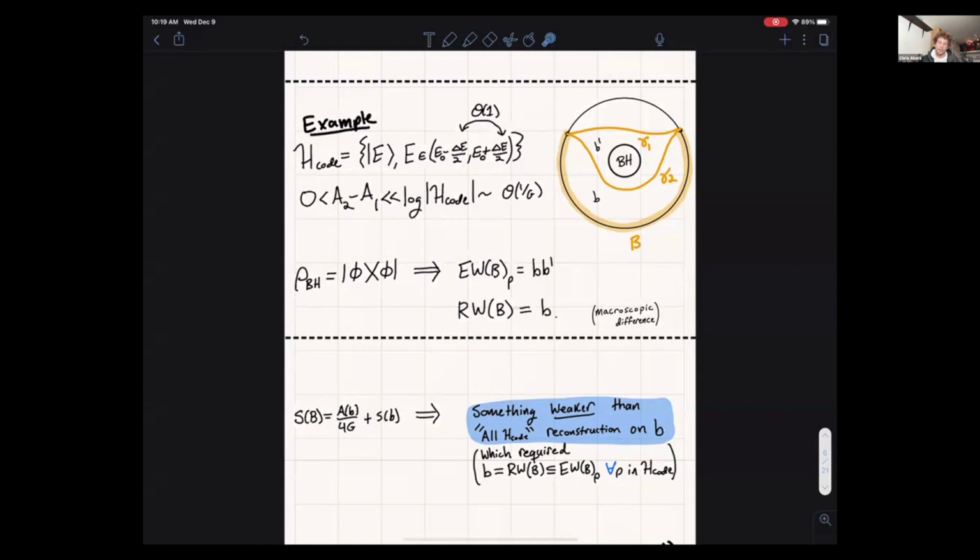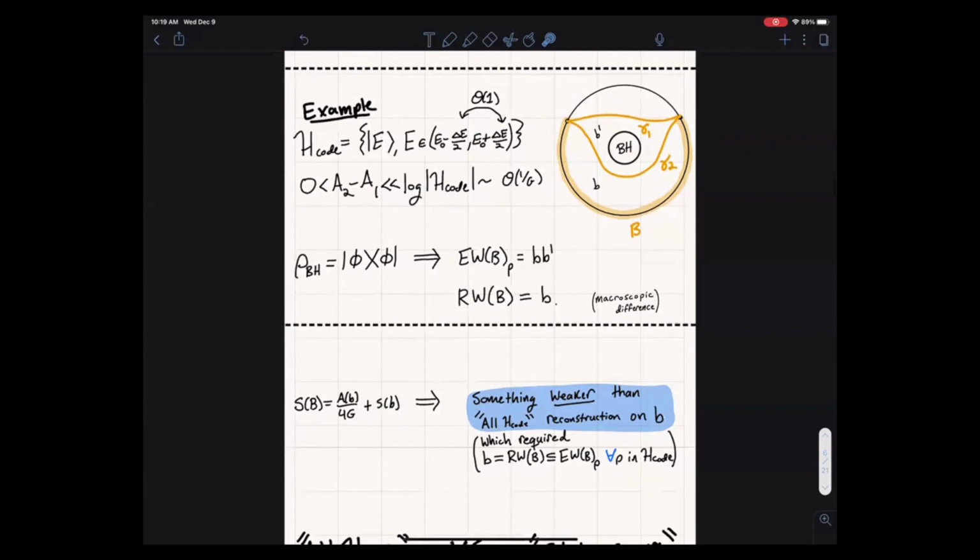Maybe I'd have to take a B that's two intervals on the boundary. Sorry, may I ask a question? I don't completely understand the distinction between the entanglement wedge and the reconstructable wedge. I would have thought that the entropy of the code should be included as a mixed state when we are calculating the entanglement wedge. Is this wrong?